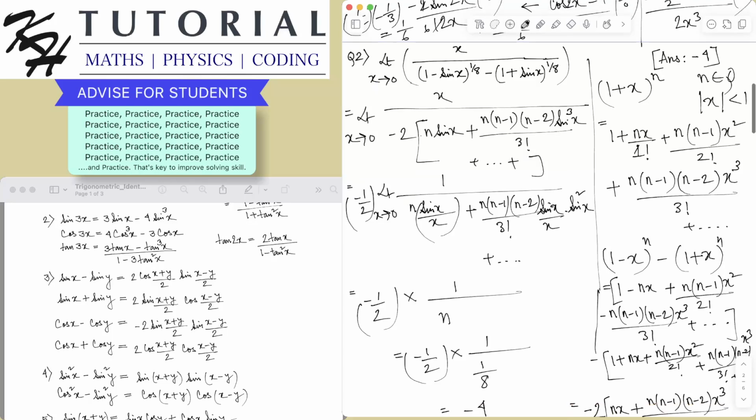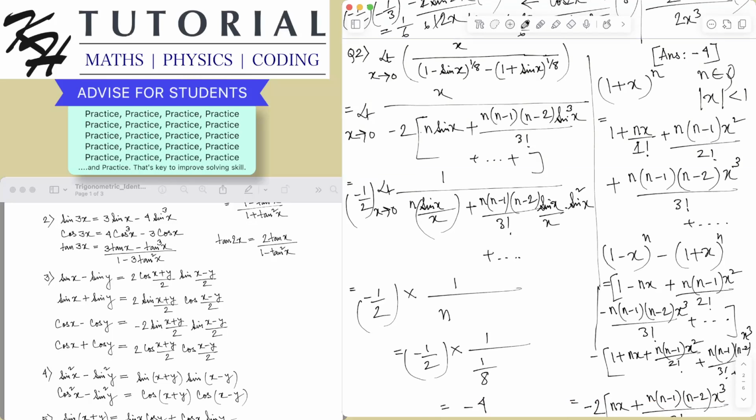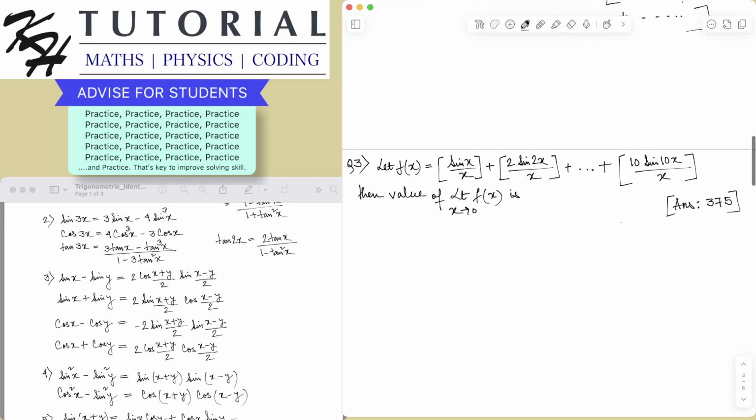So this is the expansion series: 1 plus x to the whole power n, where n is a rational number and x is a real number such that mod of x is less than 1, is equal to 1 plus nx by factorial 1 plus n into n minus 1 into x square by 2 factorial, and so on. This way you can use this expansion series. Using this, it will be super easy to solve this particular problem. Okay, let's see the next problem.